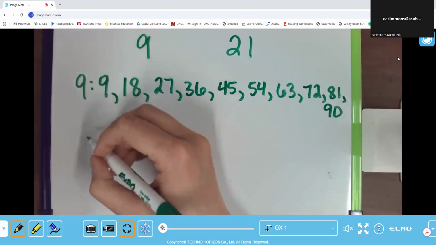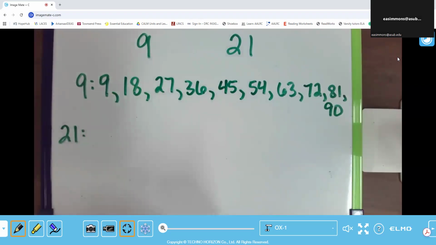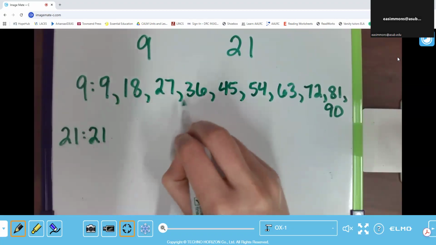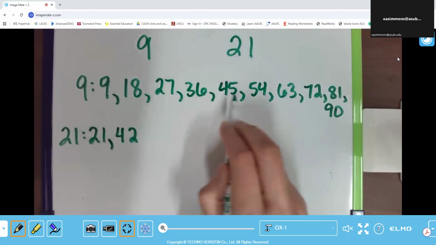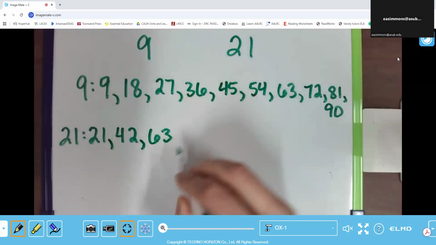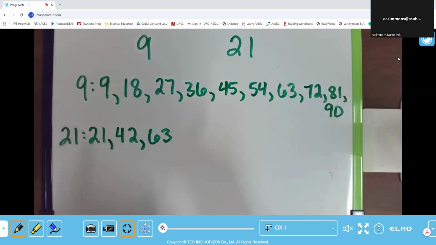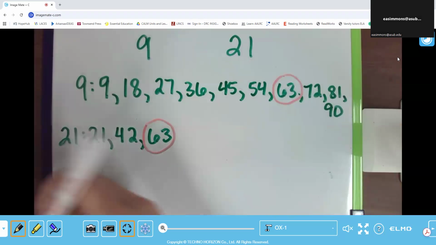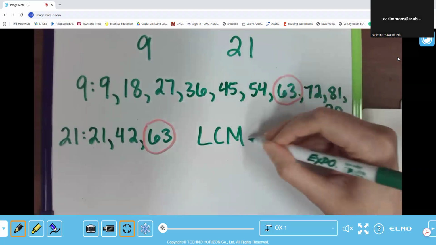So now I'll find multiples of 21. I'll start with 21 times 1 is 21. I don't have a match. 21 times 2 is 42. Still not seeing a match. 21 times 3 is 63. And if I'm looking, I find a match. So my match here is 63. And since my match is 63, my least common multiple is 63.